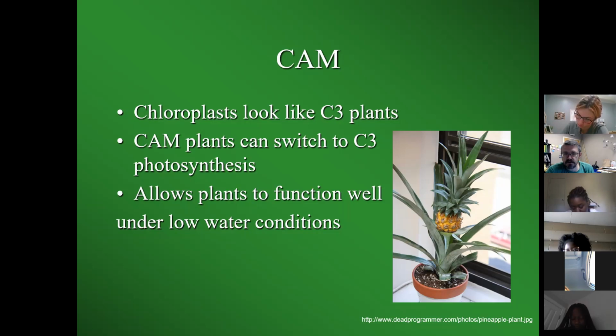And then this, to me, is the most fascinating aspect of all. CAM plants can switch to C3. So they can be C3 when they need and CAM when they need. I find that just absolutely fascinating. Think about it. If you don't have to use the extra energy to do that, why would you?